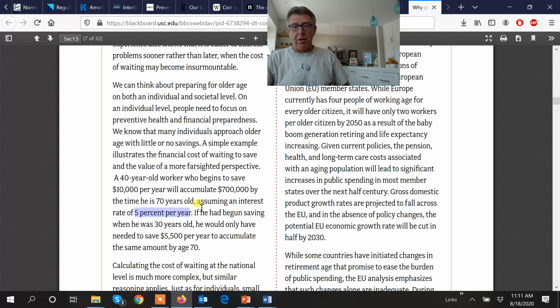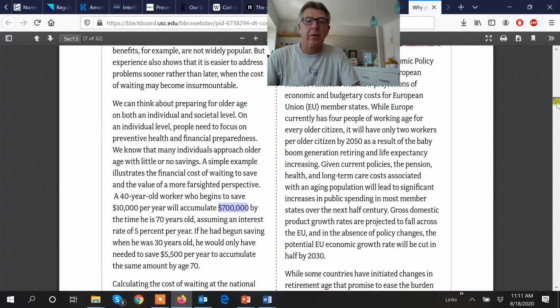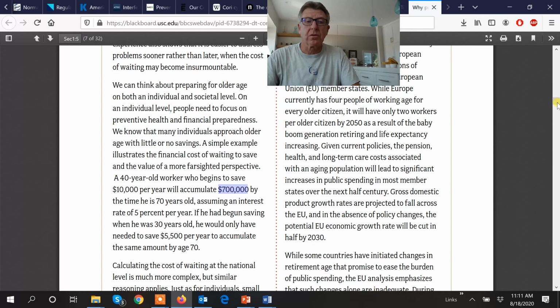That's called compounding. We can see that if only a crappy 5%, half of what I've been getting, by 70, that 10,000 per year will be 700 grand. Man, that's the way it should be. So we need to think about that. You guys need to consider this.